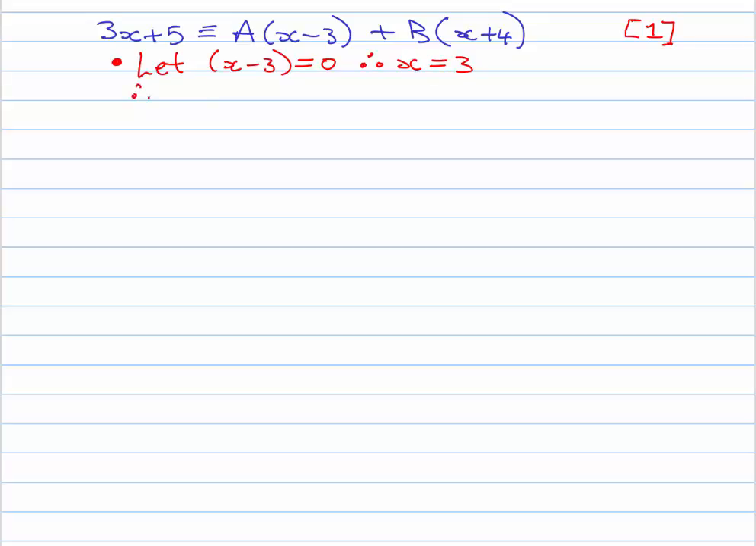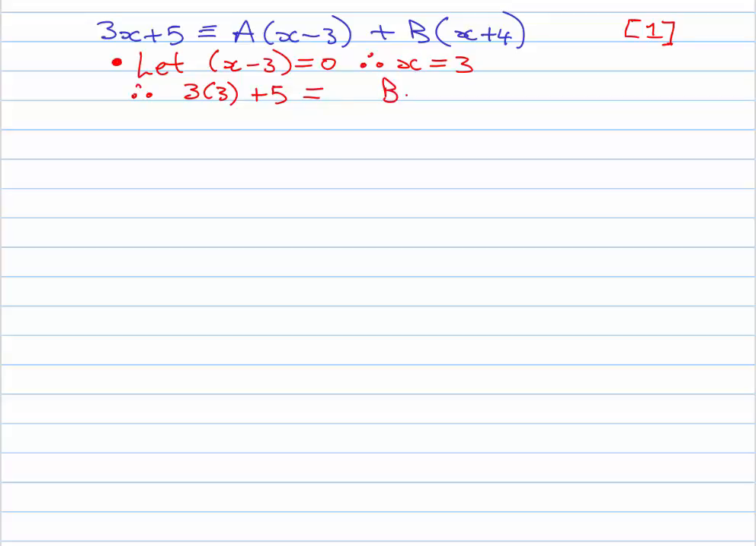Therefore, we're going to substitute x equals 3 into expression 1. So you're going to have 3 lots of 3 plus 5 equals a lots of x minus 3, that's 3 minus 3 in this case, because we're letting x equal 3, so 3 minus 3 is naught. Naught times a gives you naught, so we can leave a space there for 0.